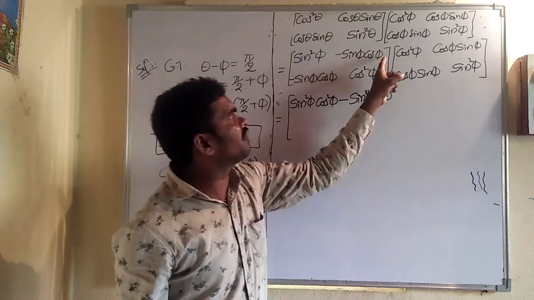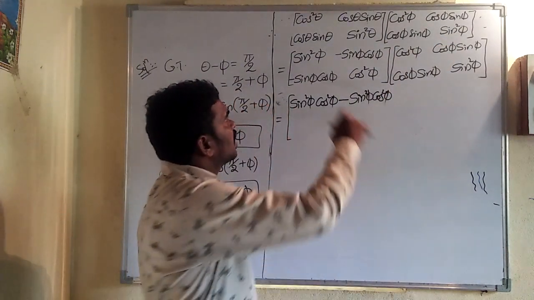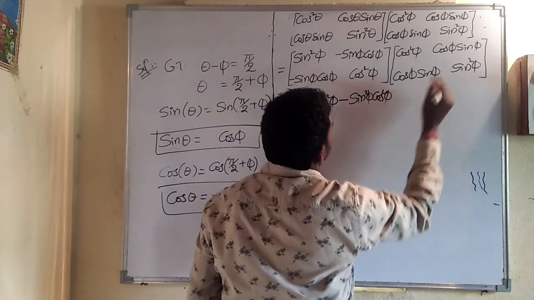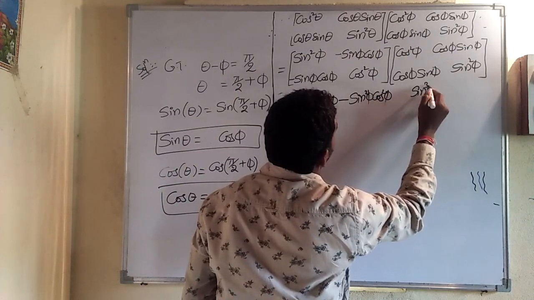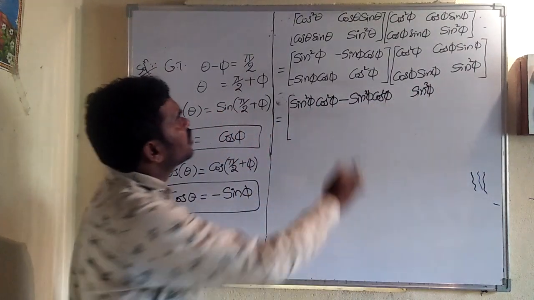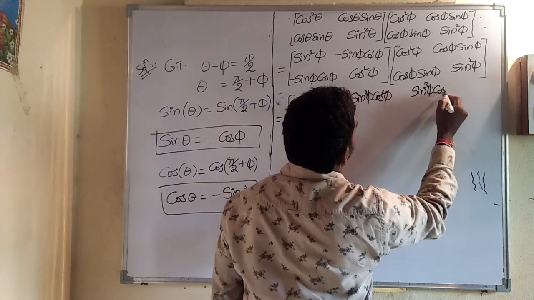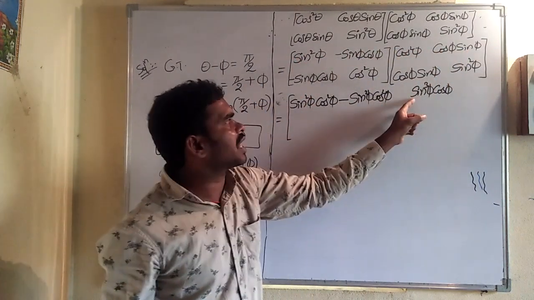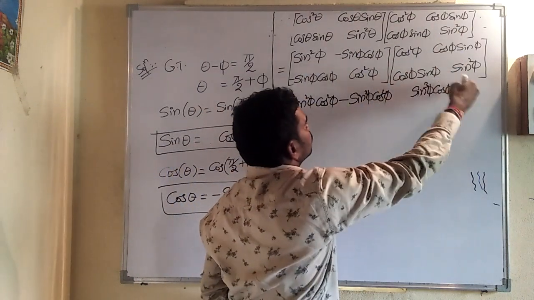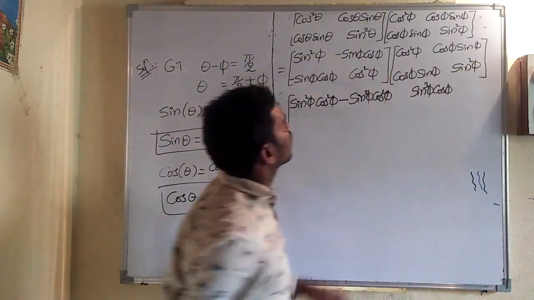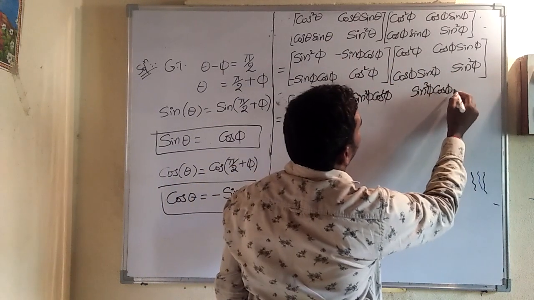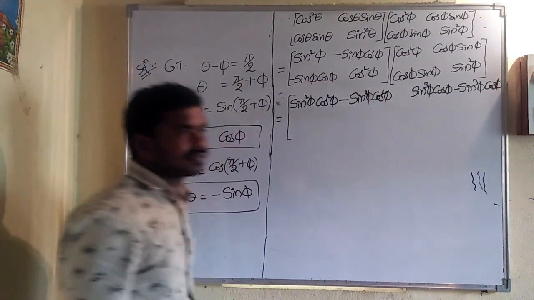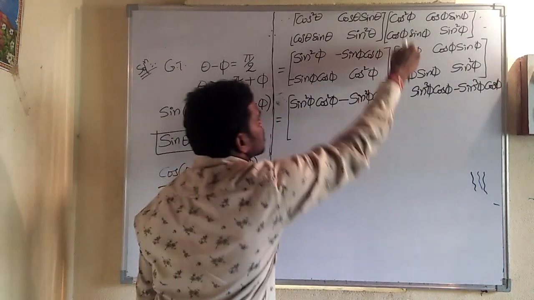Next, first row with second column. Sin square phi into cos phi sin phi. Sin square into sin, sin cube. Just leave some space. Sin cube into cos phi. Sin square into cos phi sin phi becomes sin cube cos phi. Next, minus sin phi cos phi into sin square. Sin into sin square, sin cube, minus sin cube phi cos phi. Finish.